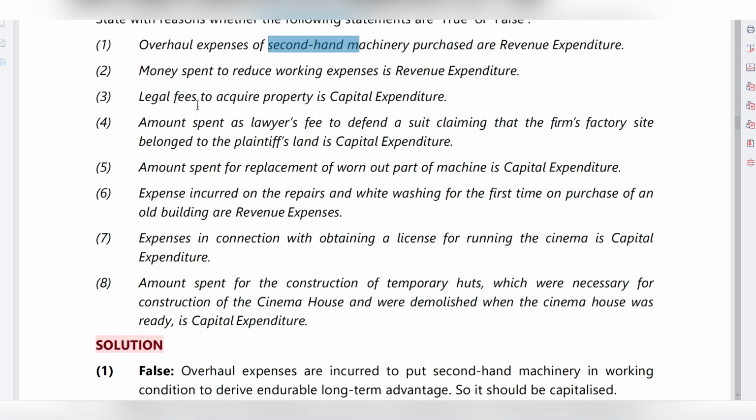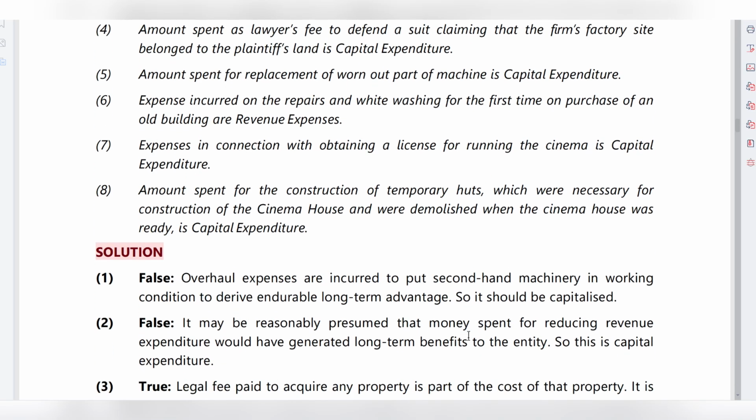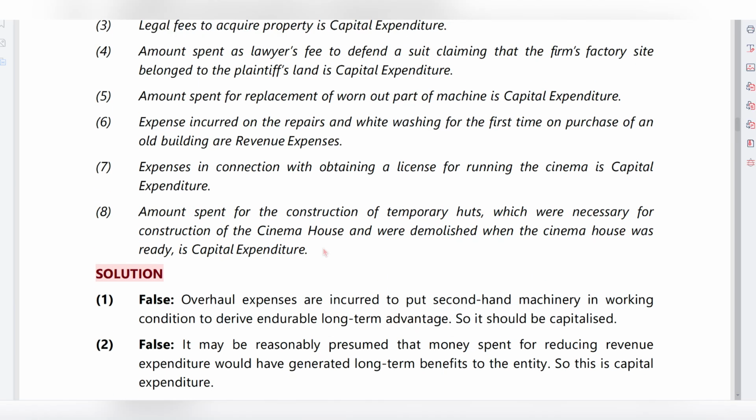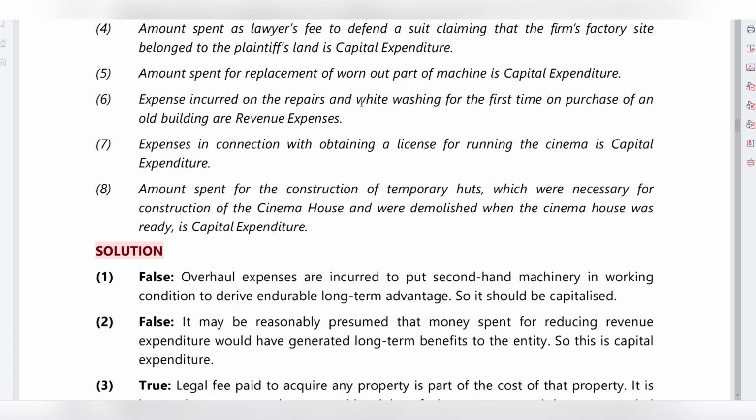Now coming to the second one: money spent to reduce working expenses is revenue expenditure. False. It may be reasonably presumed that money spent for reducing revenue expenditure would generate long term benefits to the entity, so this is capital expenditure. Legal fees to acquire property is capital expenditure. True.